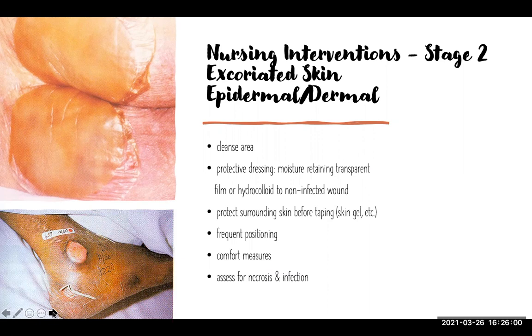Turn the patient frequently, and then provide comfort measures. So a stage 2 wound is very painful. It involves the dermal layer of the skin, and that's where all our nerve endings start showing up. So it's very, very painful, a stage 2 type ulcer. You want to assess for infection and necrosis. So we want to pay attention to the type of drainage that's occurring, erythema, swelling, pain, loss of function. All those signs of inflammation are the same signs for infection.